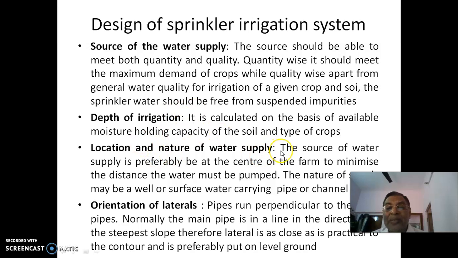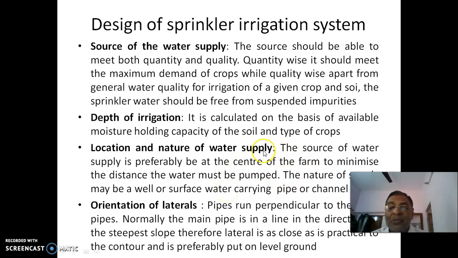Location and nature of water supply. The source of water supply is preferably at the center of the farm to minimize the distance the water must be pumped. The water might be drawn from a well, from a channel, or from some other source. So it must be located at the center, in a sump. From there you are pumping, so that the distances are reduced and the power required is minimized.